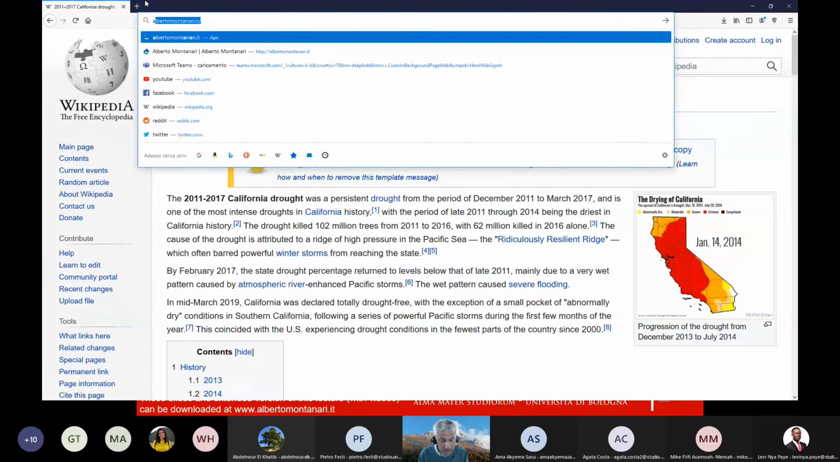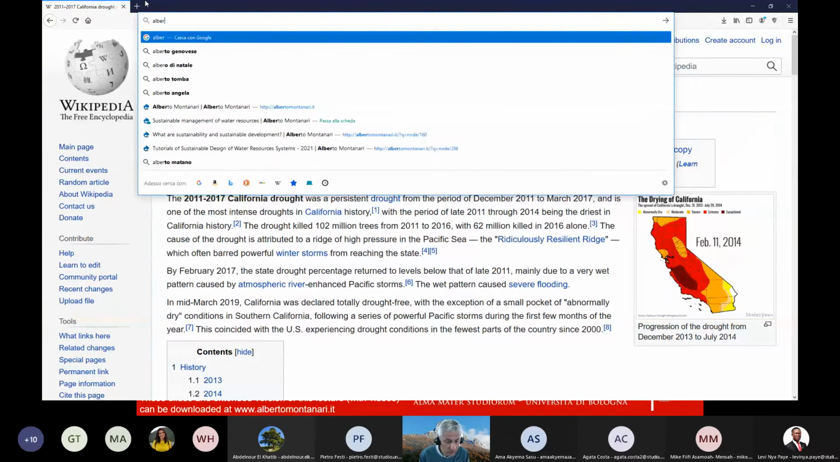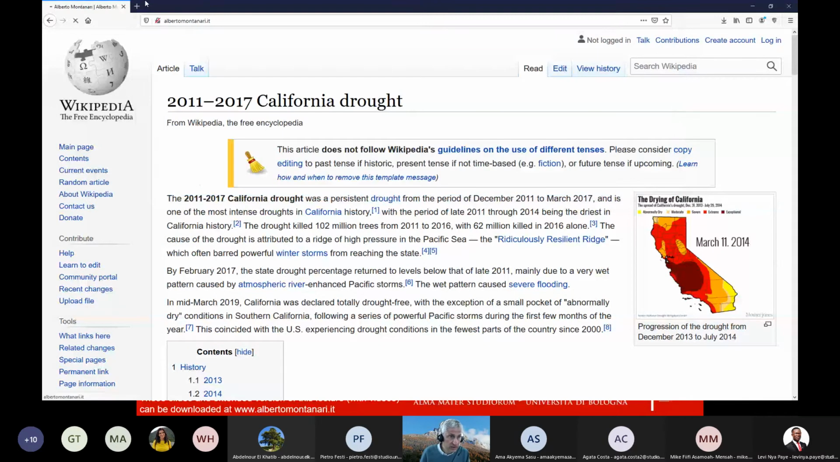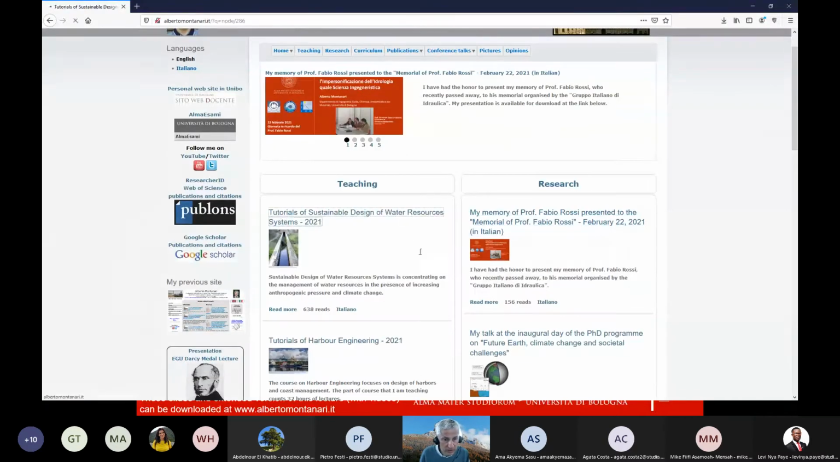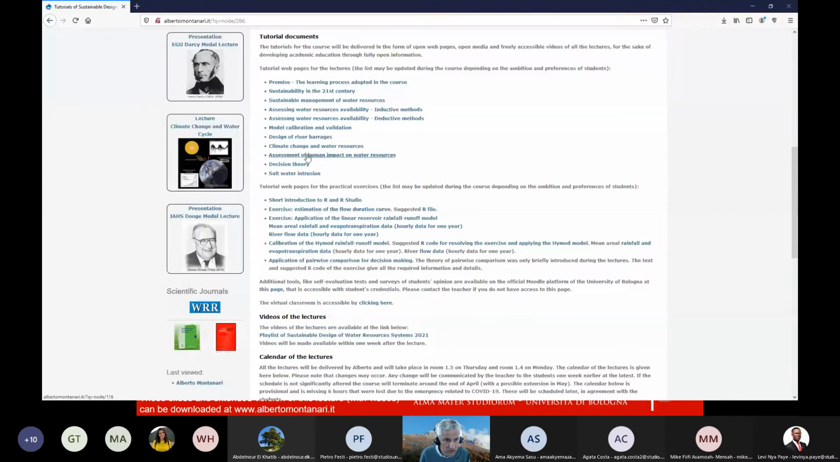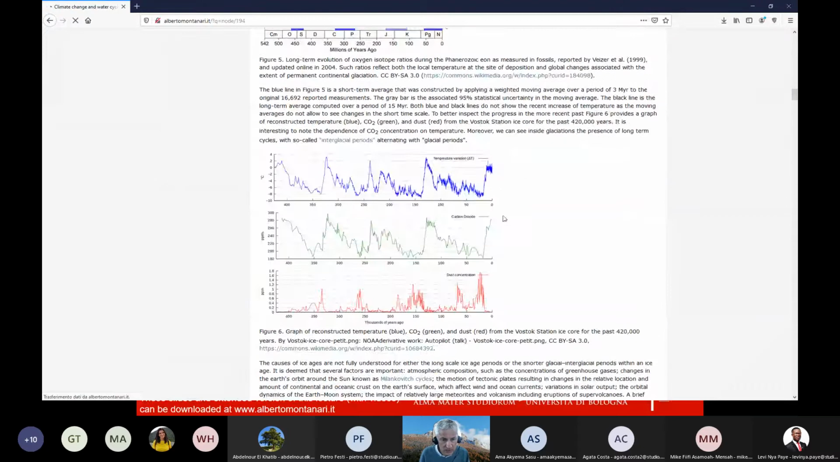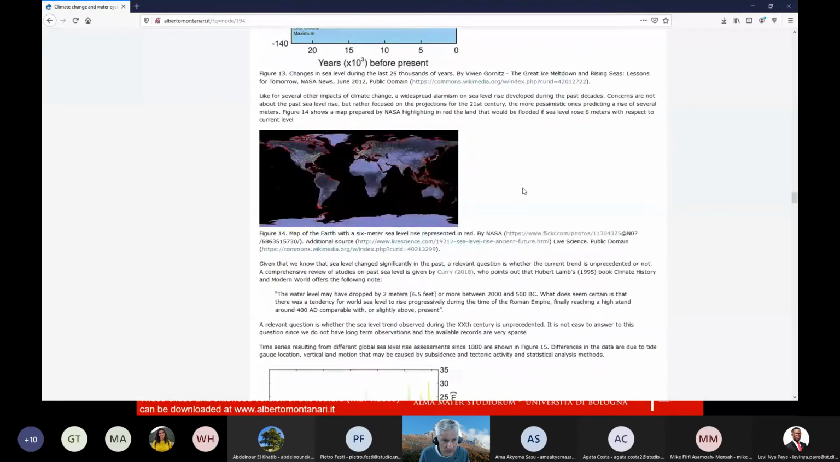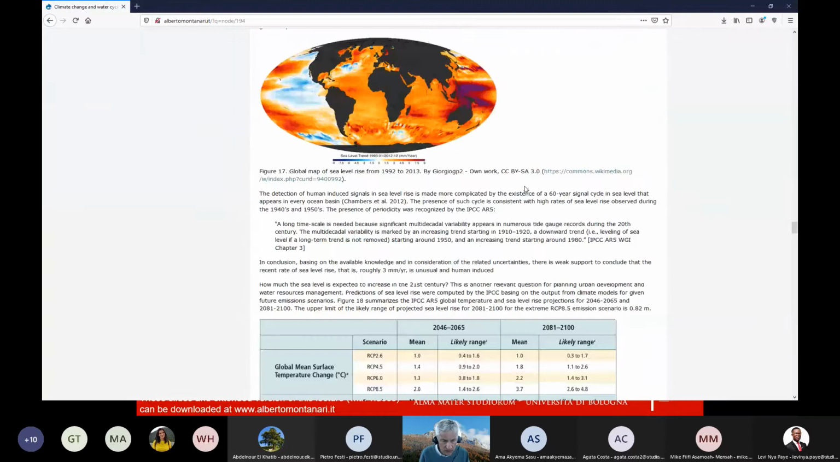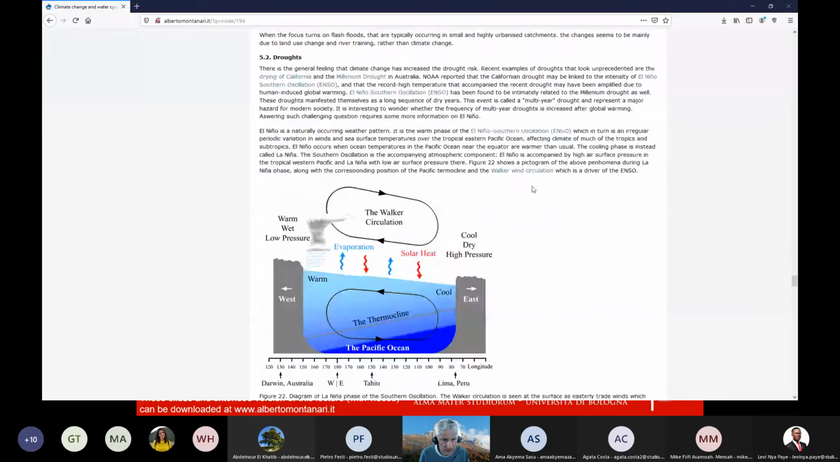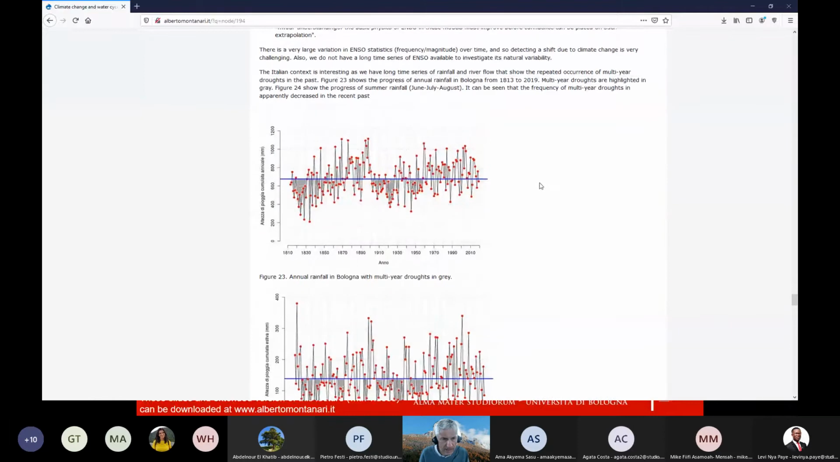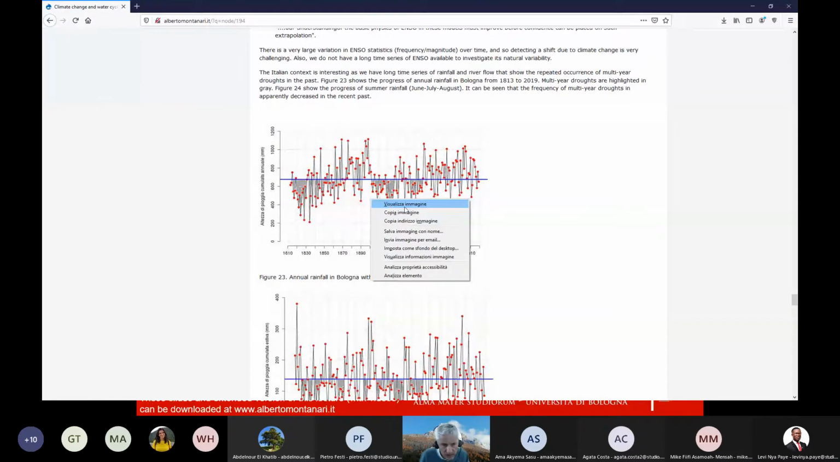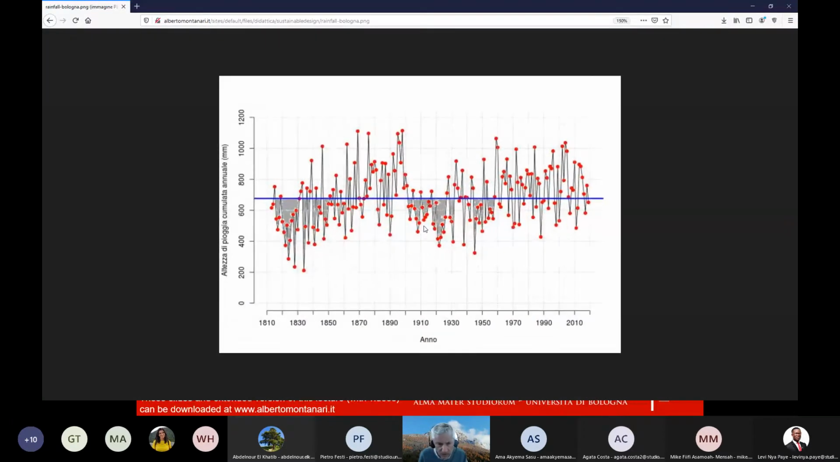Let me give you another example, and I go to my webpage to anticipate a lecture that I will give you later on related to climate change. And I just want to jump directly to a figure that is there, which is annual rainfall in Bologna. I think it is somewhere here. Let me see. Here it is. So you see this picture. Let me bring it on the screen. This is annual rainfall in Bologna.